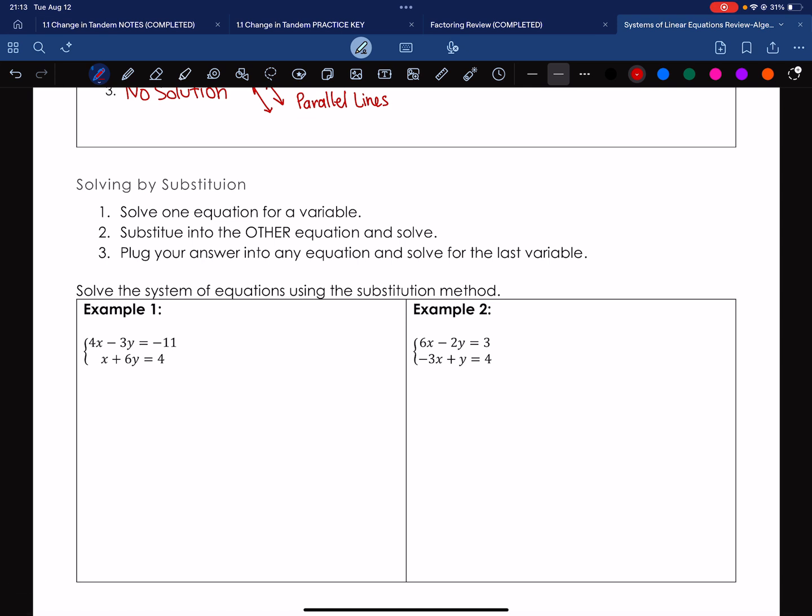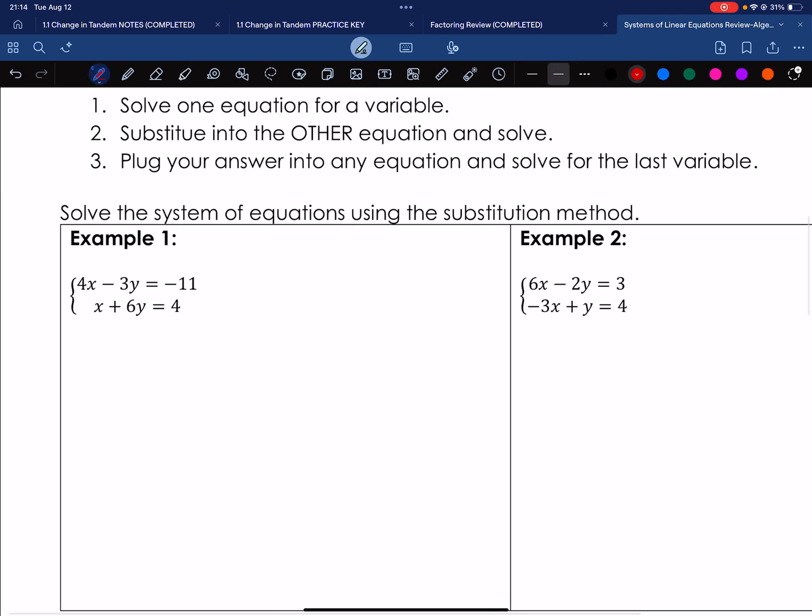Now, that's all we're going to talk about graphing wise, because we're going to go straight into solving by substitution. So we do have some steps for solving by substitution, and as we go through our first example, I'll make sure that I clearly label these steps. So first off, step number one is to solve an equation for one variable.